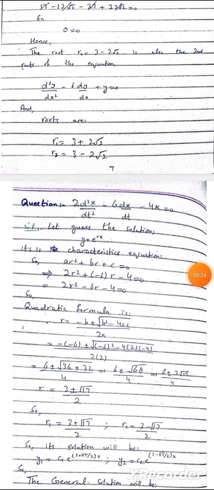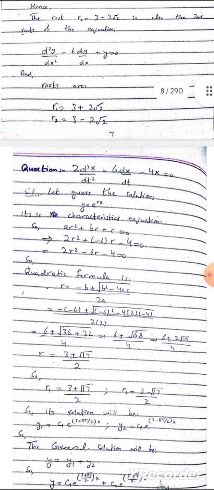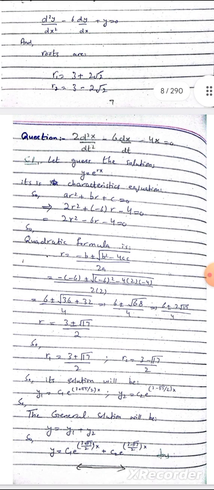As an example, take 2 d²x/dt² minus 6 dx/dt minus 4x is equal to 0. Let the guess solution be y is equal to e^(rx). So its characteristic equation is a r² plus b r plus c is equal to 0. Putting the values of a, b and c, we get 2r² plus (minus 6) r minus 4 is equal to 0, so 2r² minus 6r minus 4 is equal to 0.